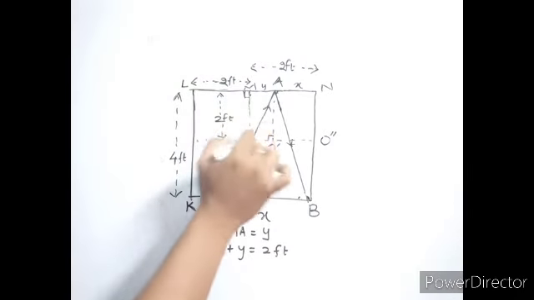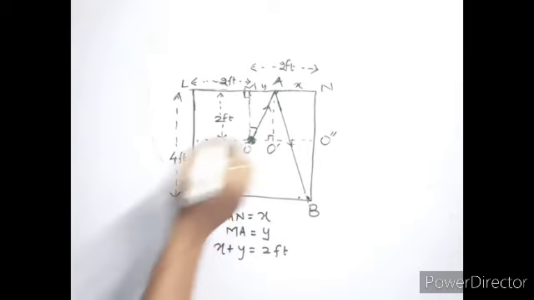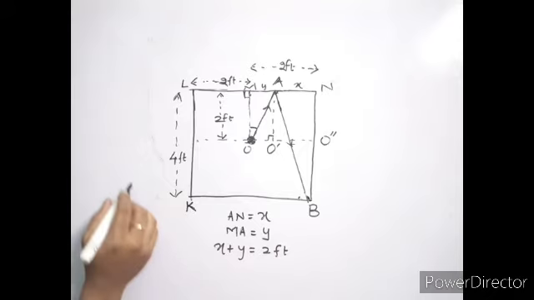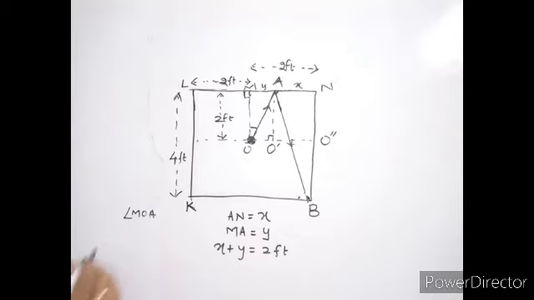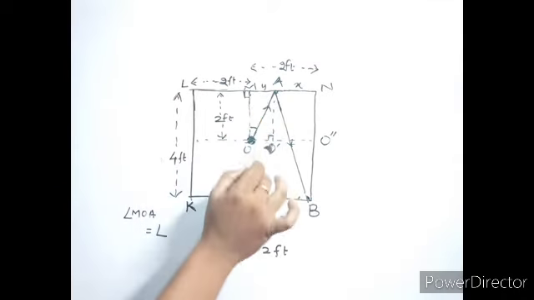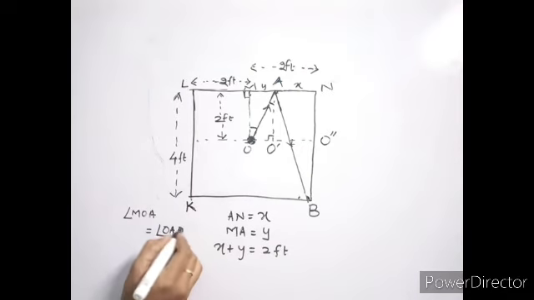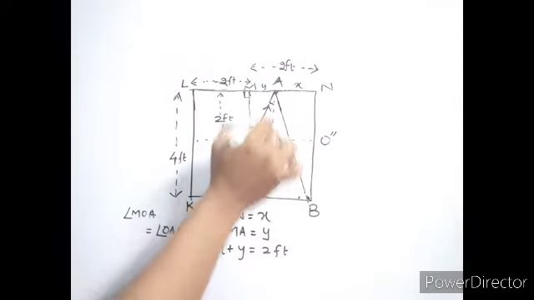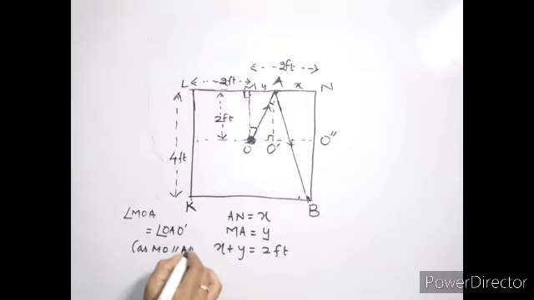Now if we consider the two parallel lines, that is OM and O dash A, the angle MOA is equal to the angle OAO dash, because the line MO is parallel to AO dash.